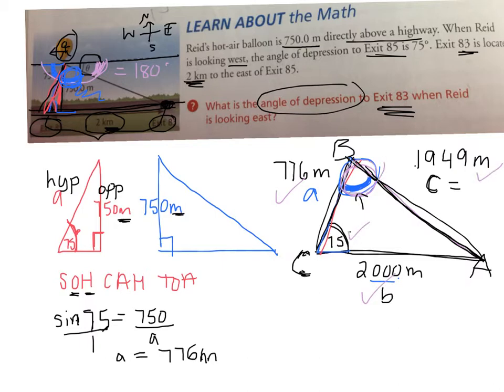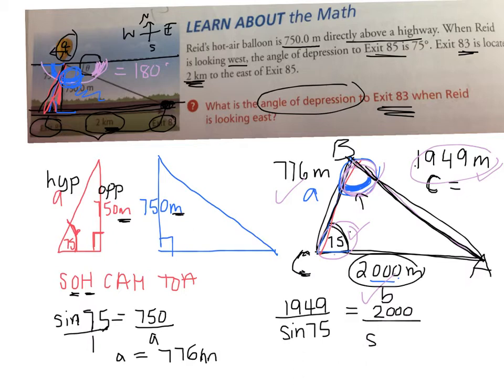Do we have to use cosine law to solve for the missing angle? Do we have a complete ratio, an angle and its opposite side length? So let's use sine law just to practice both laws. Okay, so sine law, it would be opposite side length, so 1949 over sine 75 is equal to 2,000 over sine B, because this is the angle we want to find, and that's the side that's opposite that. So I want you to solve for angle B now.